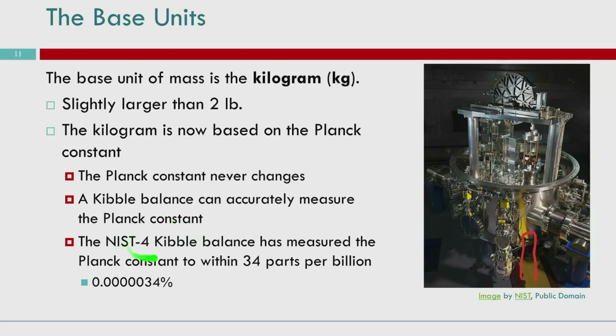The NIST 4 Kibble balance has measured the Planck constant to within 34 parts per billion, or this much percent error. We probably won't ever see anything measured to that tight a percentage in our lives. But that's pretty freaking cool. I think that's really neat, and this thing just looks like an absolute masterpiece.